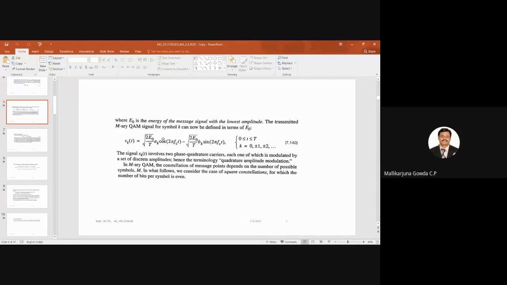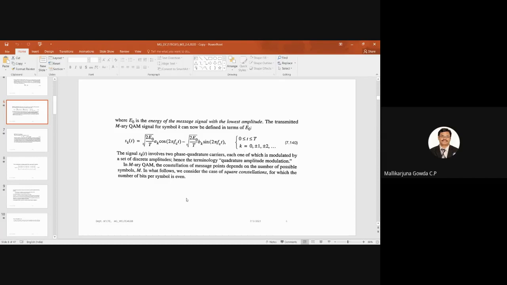Along with that, we know the basis functions: root of 2 by T cosine of 2 pi f_c t is one basis function, and another basis function is root of 2 by T sine of 2 pi f_c t. I said they are orthogonal, cos and sine. What is multiplied here? Root of E_0 is the signal representation level, a_k is the amplitude variation of the in-phase component, and b_k is the variation in the amplitude of the quadrature component. As I said, both the amplitude and the phase of the carrier signal are varied according to the message signal. That is why it is called quadrature amplitude modulation.